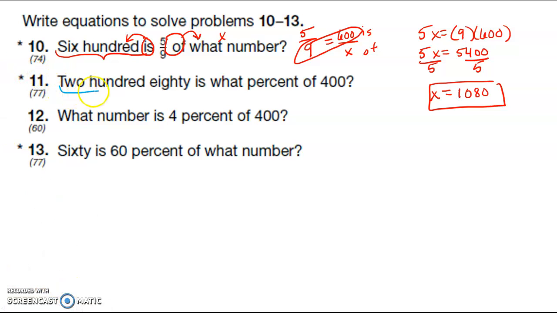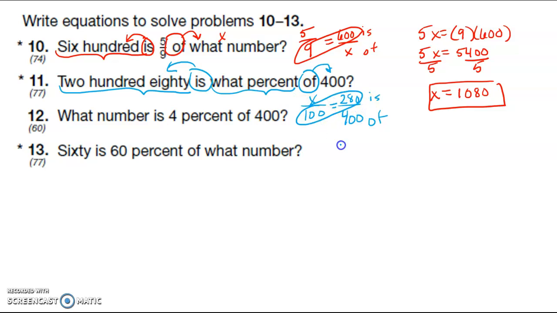Okay, let me go ahead and change colors for the next problem. It says 280 is what percent? So I know when I see what percent, it's going to be x over 100, because percent means per hundred. Of 400. So we have is over of, is 280. Of is 400. Now I'm going to cross multiply. 400x is equal to 280 times 100. 400x is equal to 280 divided by 400.